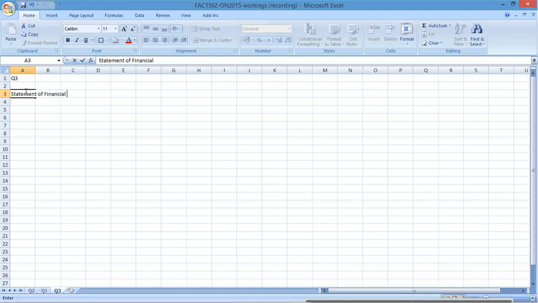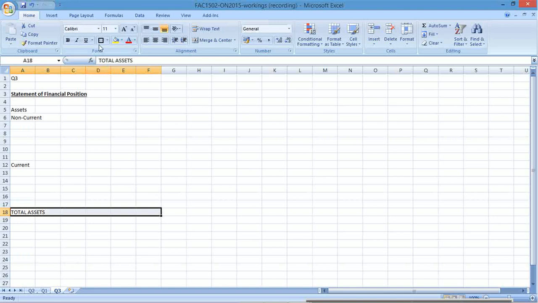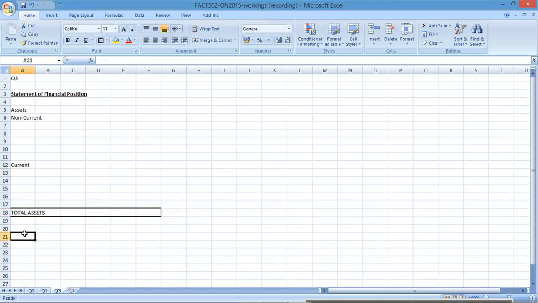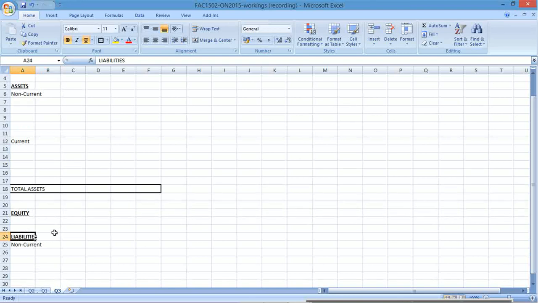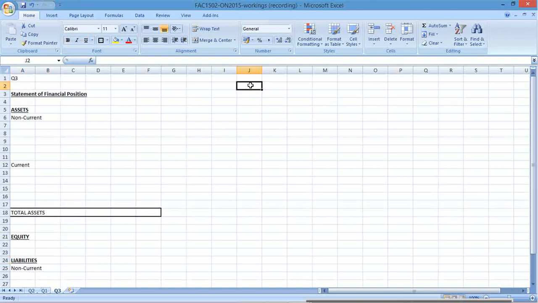Question 3. Statement of financial position: assets, non-current and current, gives you the total, and then we'll have equity and liabilities, equity and then liabilities, non-current and current. Okay, so now we need to look at that. And then we've got the PPE notes. So again, you remember the formats.